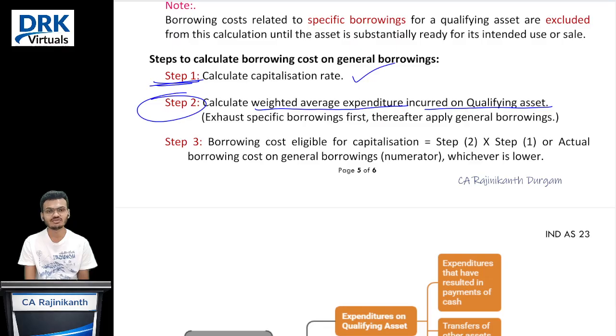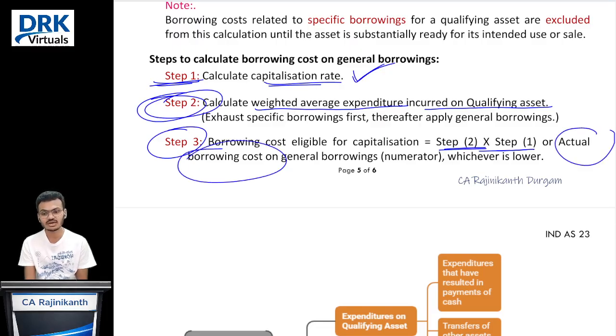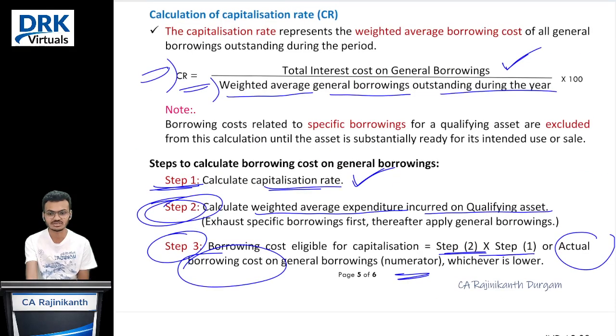So that total amount you find, you apply the capitalization rate on that amount, not on outstanding borrowings. What I am saying is, we should apply this capitalization rate on the expenses that we calculated. See this, step 2 into step 1 simply. The next step, step 3, is what? You calculate step 2 into step 1. You compare that amount with the actual borrowing cost incurred on general borrowing. It is nothing but the numerator in the capitalization rate. See here, numerator.